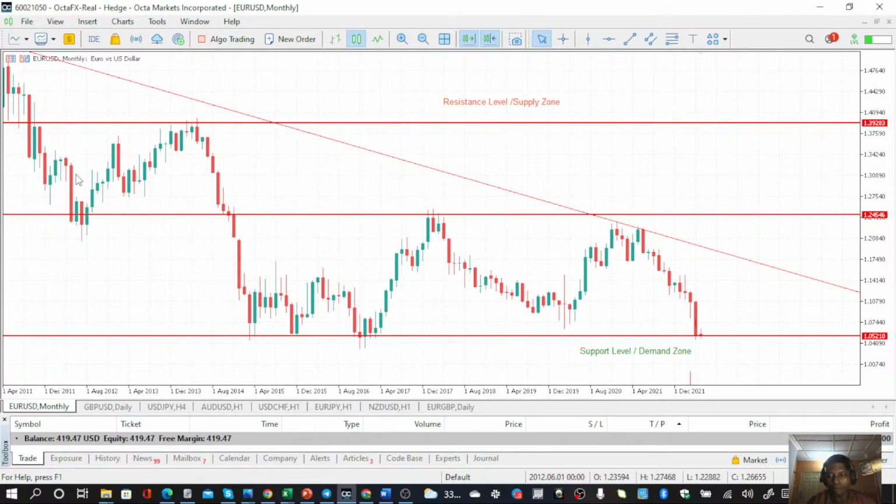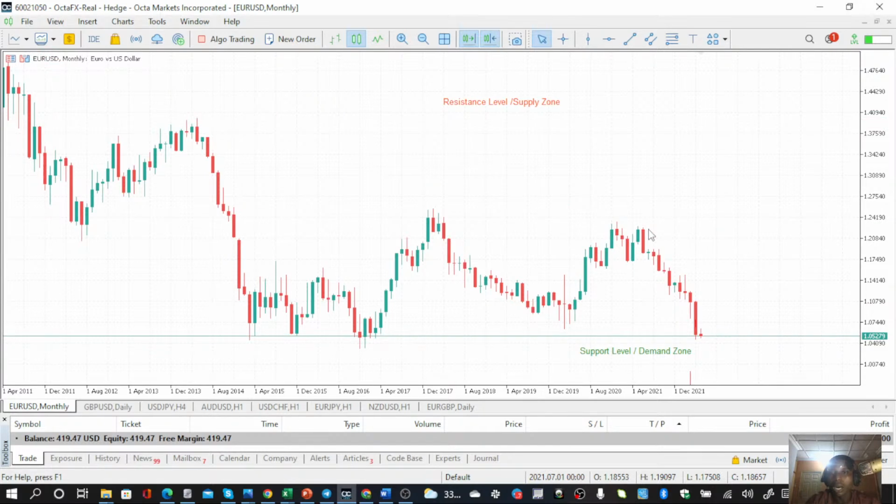Now, we'll be reviewing Euro USD. Let me take off all those previous lines so we can start the analysis afresh and better understand where we are going. So here we are on the monthly time frame, and we would be looking into certain things that I've always shared with you.